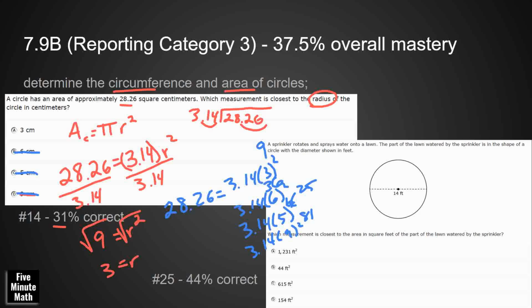So even if I just knew what it means to square the radius, and I looked at that next to 3.14, it's still going to only show me one possible answer. So that is where that came in.